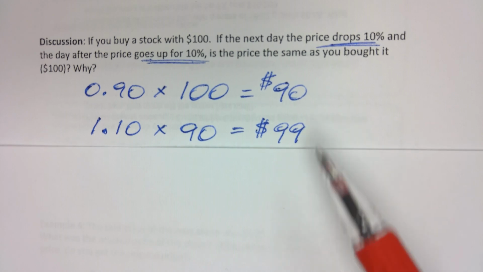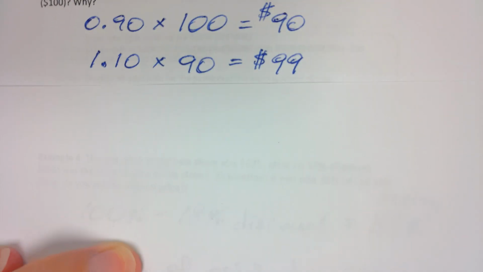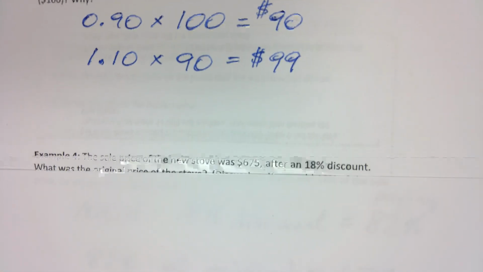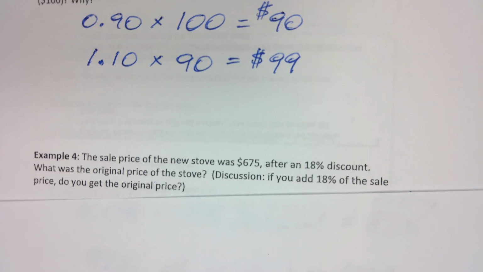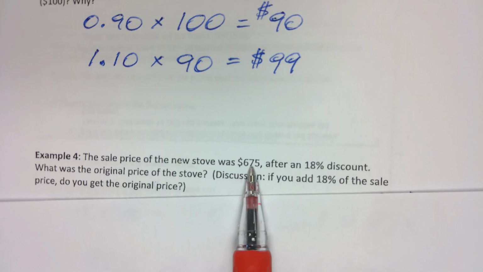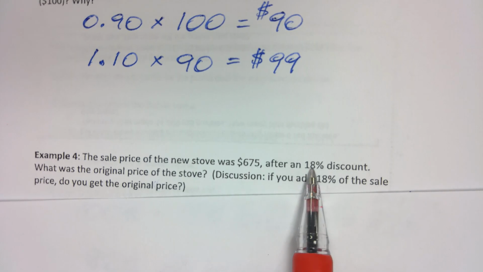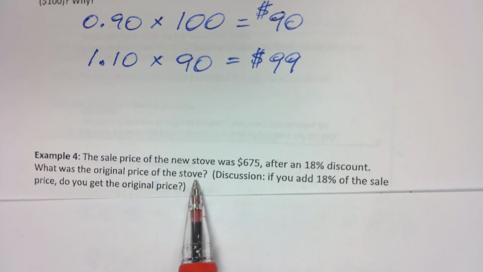Right? So keep in mind this logic. Okay, that's why it's not the same when it drops 10% and goes back up by 10. What about this one? Okay, the sale price of a new stove was $675. So that's the sale price after an 18% discount. Okay, what was the original price of the stove?